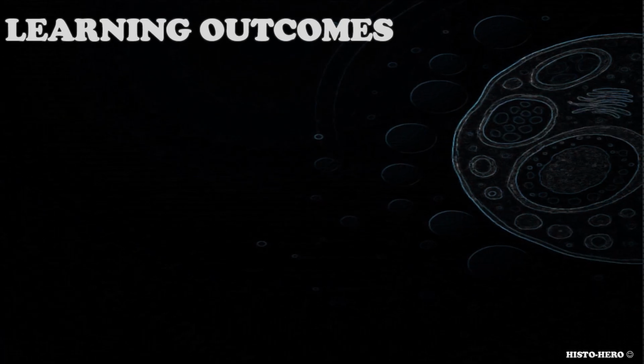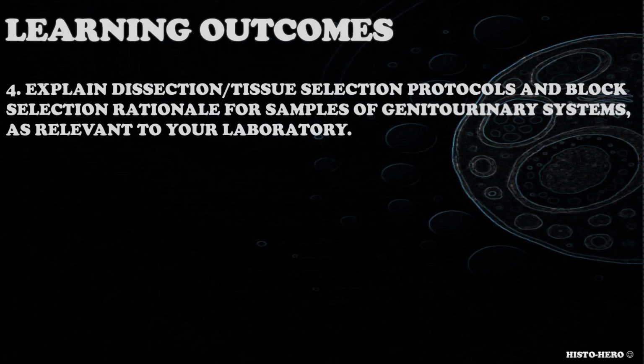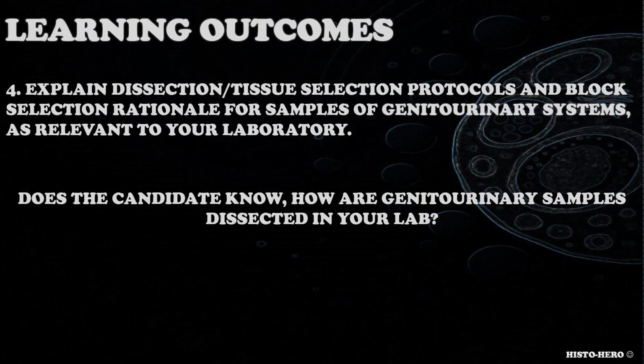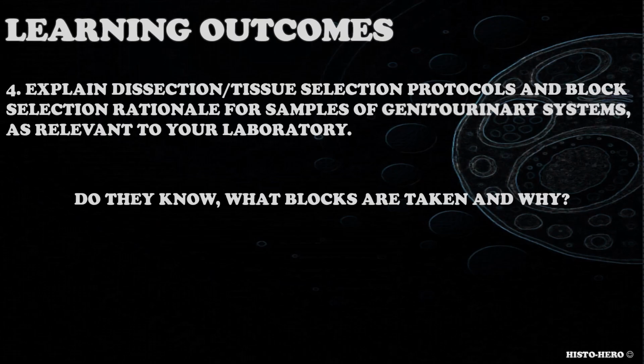The fourth learning outcome is, explain dissection, tissue selection protocols and block selection rationale for samples of genitourinary systems, as relevant to your lab. Candidate needs to explain dissection and tissue selection for genitourinary tissues. Does the candidate know how genitourinary samples are dissected in your lab? Do they know what blocks are taken and why?